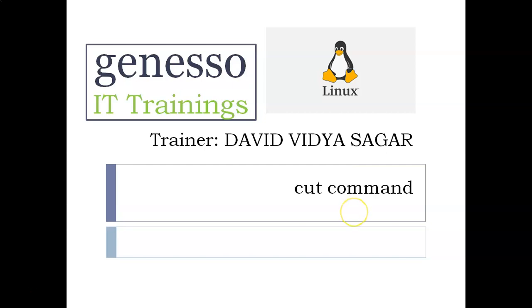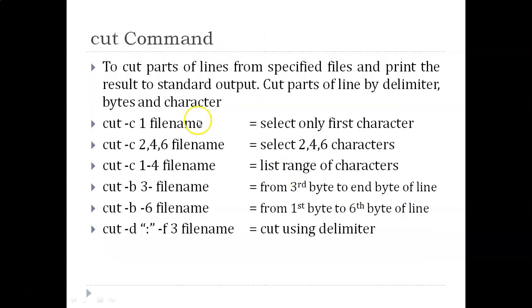So this video is all about understanding one of the most important essential Linux commands called cut. So what exactly is this command going to do? The cut command will help us cut parts of lines from a specified file, and it is going to print the result to the standard output. So in a file, a part of the line will be cut and displayed on the standard output. When I say standard output, it is nothing but the terminal that you will be seeing.